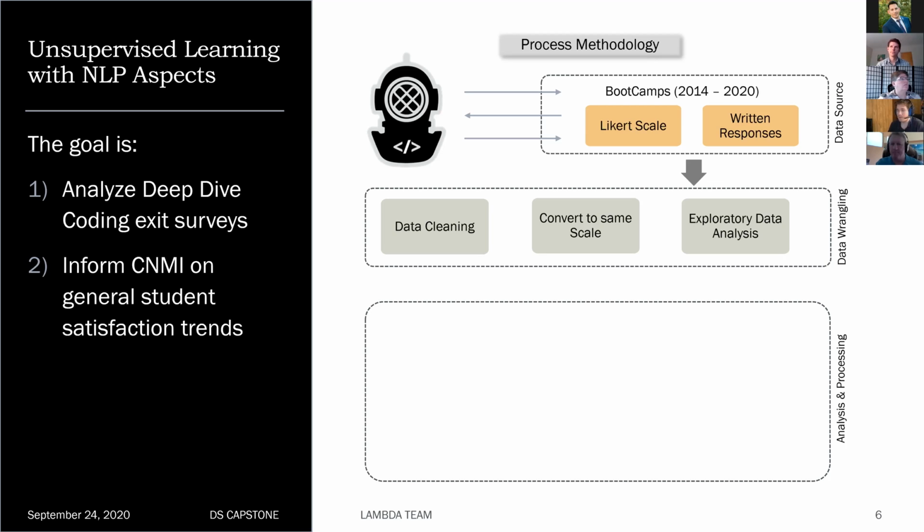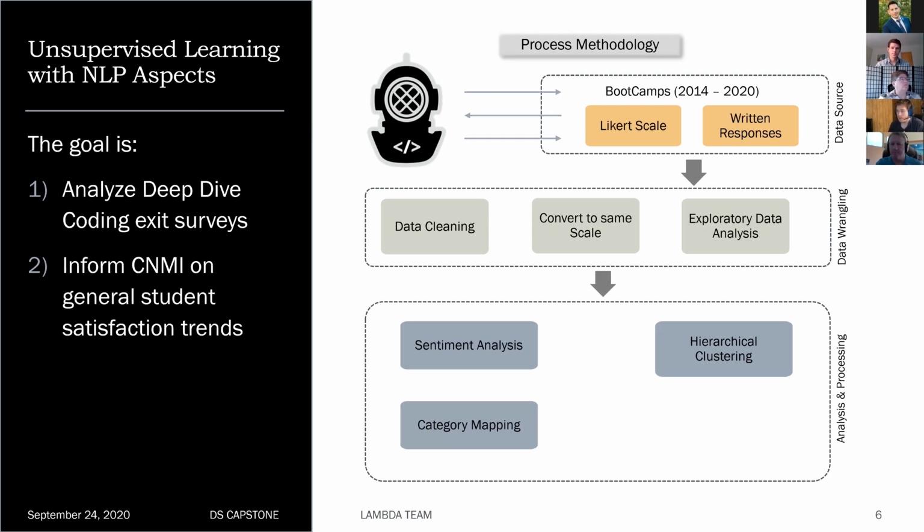Because this problem involved both unstructured data and no distinct outcomes, it's an unsupervised learning problem, and we elected to use the following techniques: sentiment analysis on written responses, category mapping to contextually organize the data, hierarchical clustering to group by both question and student responses, and lastly, word clouds to visualize term frequency. And let's see what we learned using these methods.